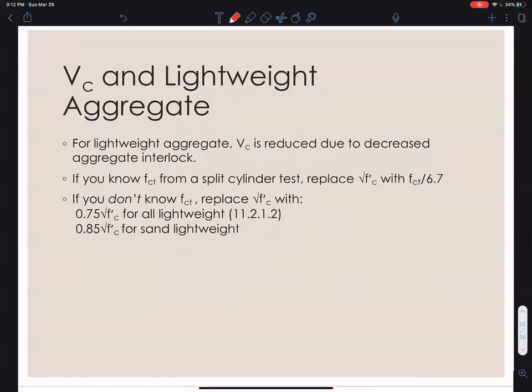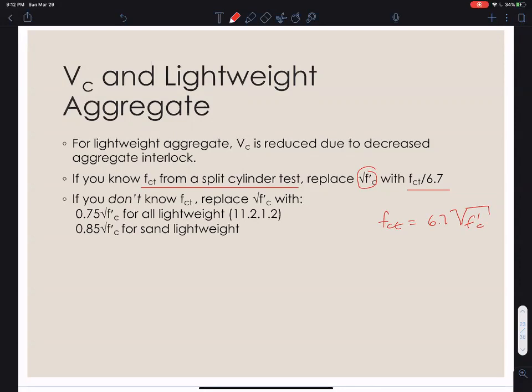Okay, for lightweight aggregate, you do reduce it with that lambda factor. If you happen to know fct from a split cylinder test, you can replace square root f'c with fct over 6.7. Okay? That would be this. And that comes from this, which if you took 3210 from me last semester, we experimentally showed that this is conservative.